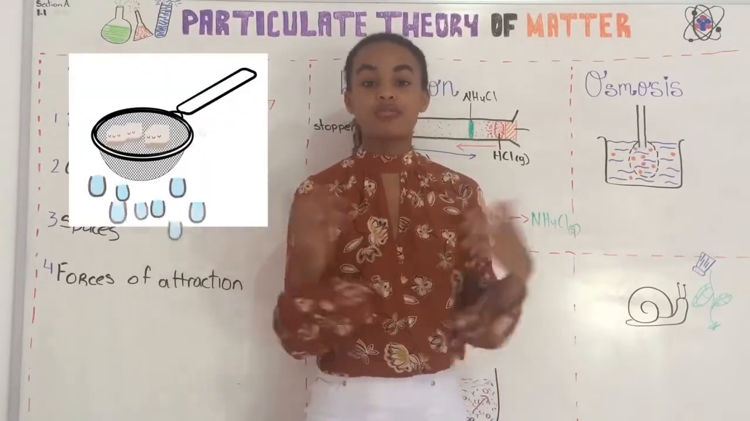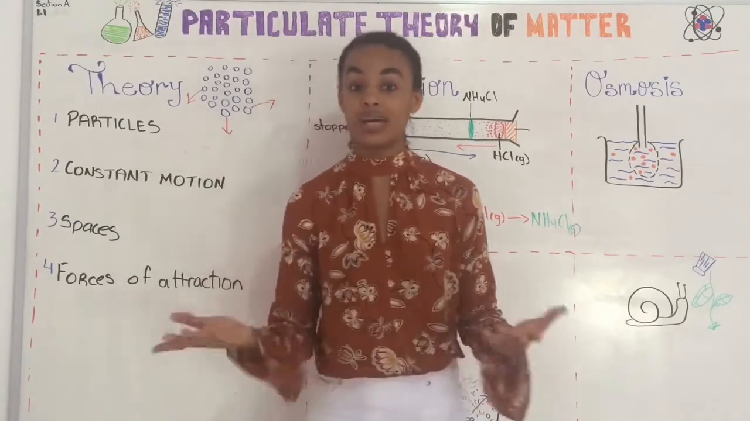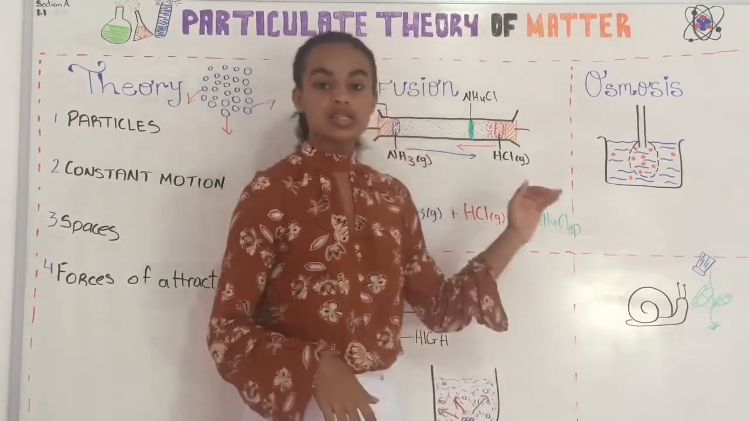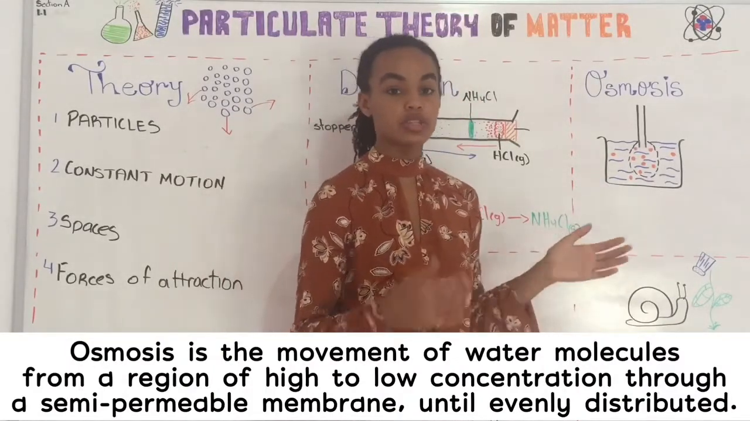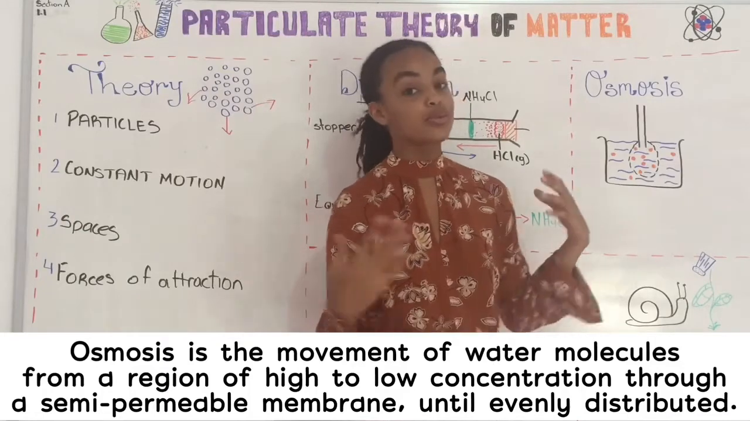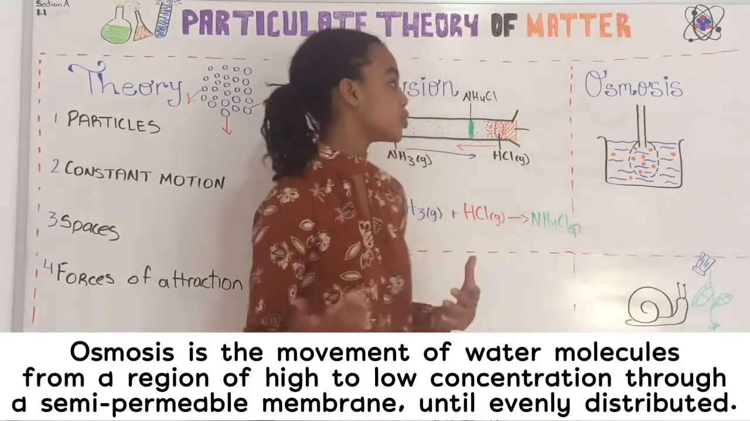Or a filter, it allows some particles to come through and some not to pass through. So we say osmosis is the movement of particles from a region of high concentration to a region of low concentration through a semi-permeable membrane, which is like a barrier, until evenly distributed.